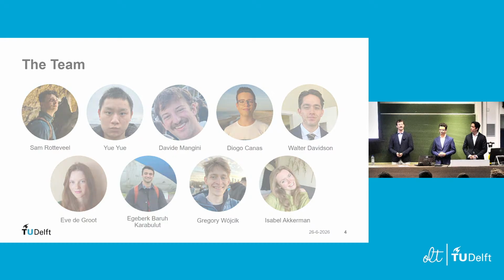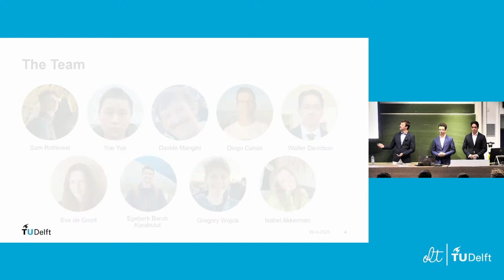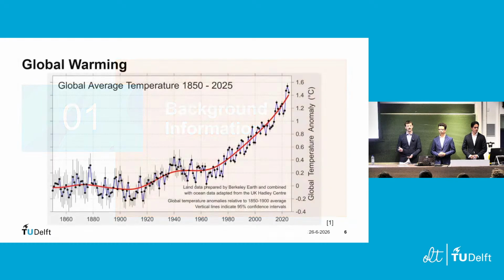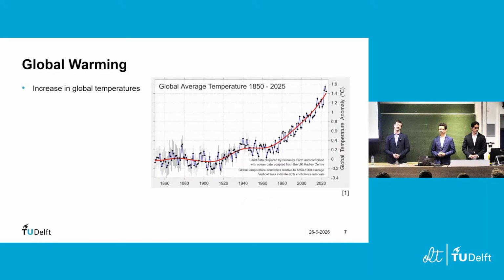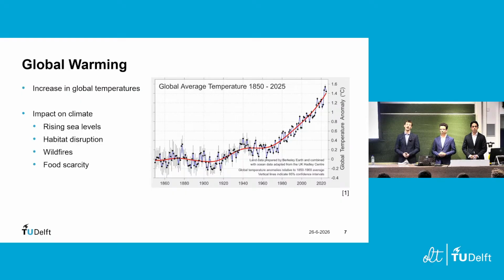So let's start with some information. Some of you might have already seen this graph, but for those who never saw it before, it shows the global temperature anomaly over the past 160 years, with a special increase over the past 6 years or so. And there is no trend of this going down. This has a really big impact on climate: rising sea levels, habitat disruption, wildfires, food scarcity, and also abnormal weather events like the one we are experiencing right now.